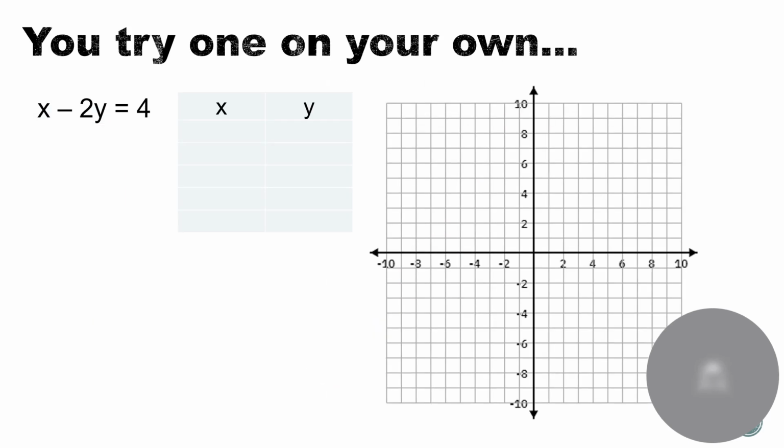Okay, so this one is for you to try on your own. Pause the video, and in your notebooks, just do a quick sketch. You can do your scratch work off to the side, or on a calculator, that's fine. Just make sure that you can follow your work.